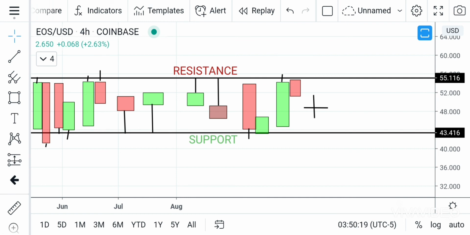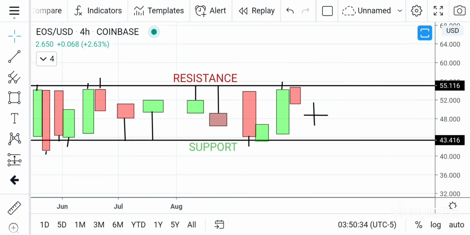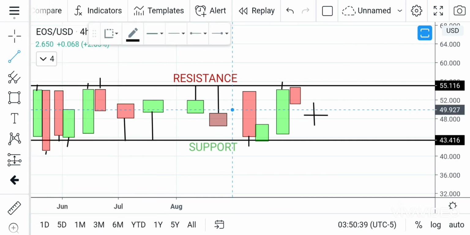It could be red, it could be green, but let me use black for this video. What it's telling you is that there is indecision in the market. Both buyers and sellers are in equilibrium. So there are two types of doji. We have the Dragonfly Doji.